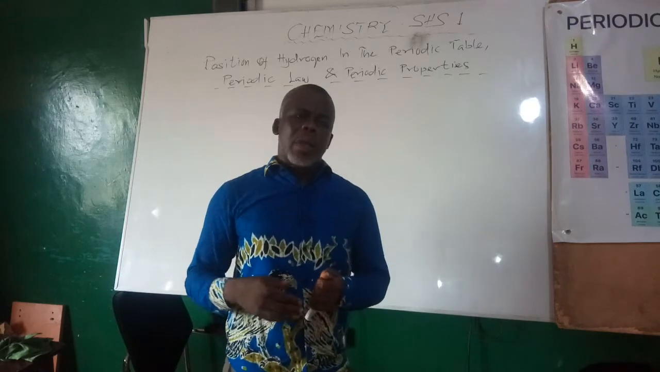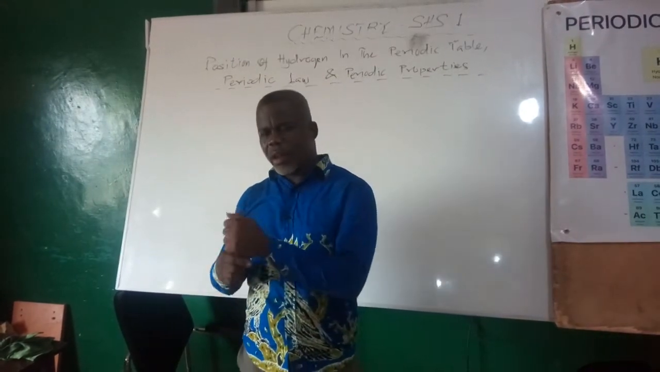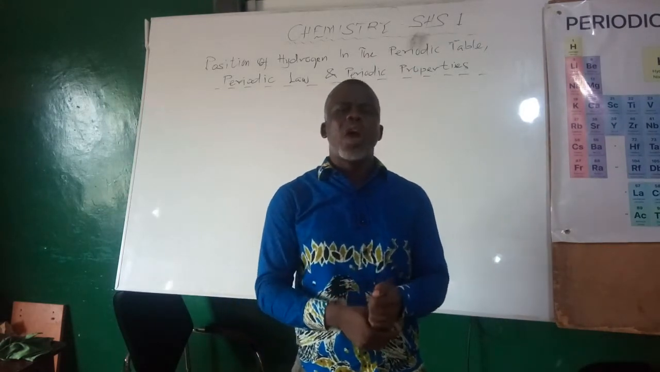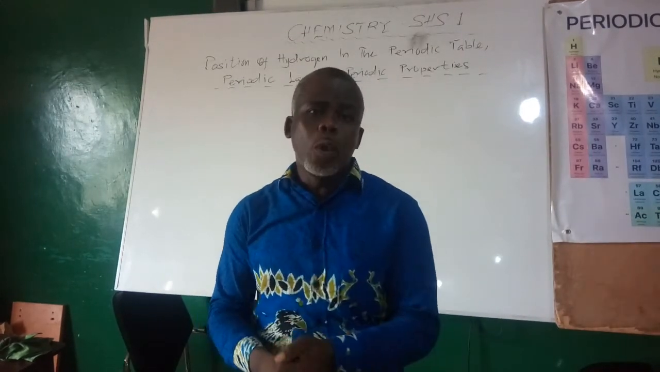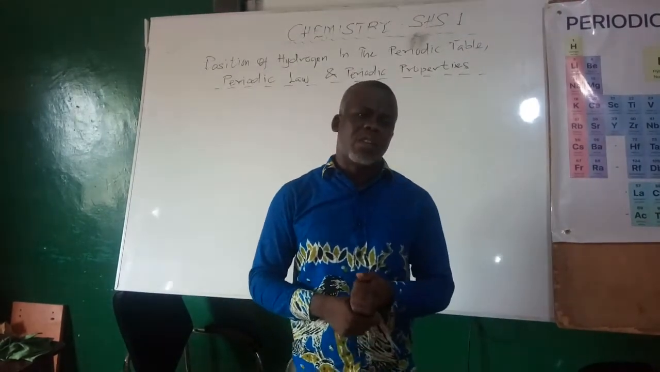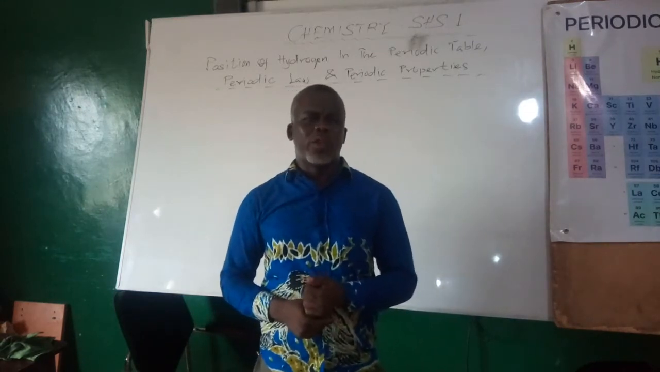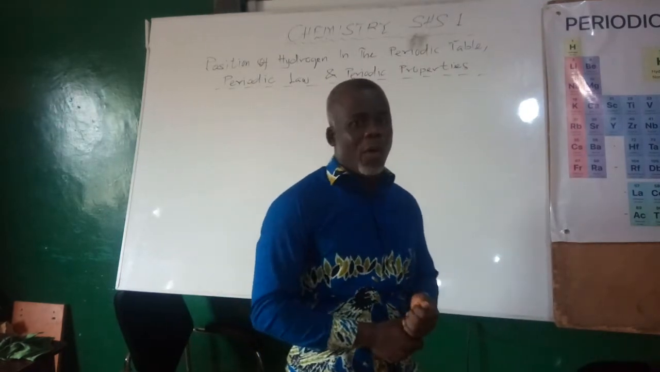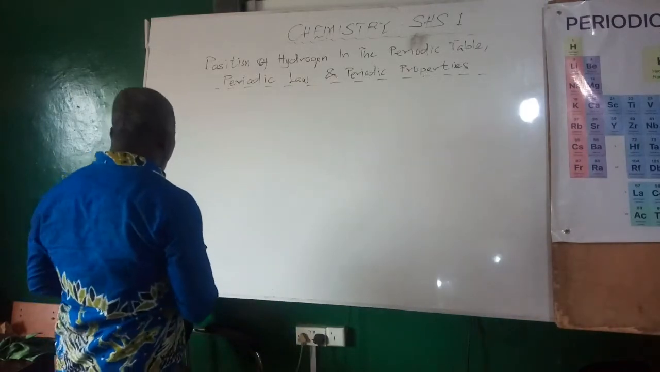Exhibiting this property, it is placed in group 1 because all the group 1 elements do have one electron in the outermost shell, and they all lose this one electron to form the +1 oxidation state. So since hydrogen also loses the one electron to form the +1 state, it resembles the group 1 elements, and therefore it's placed in group 1.